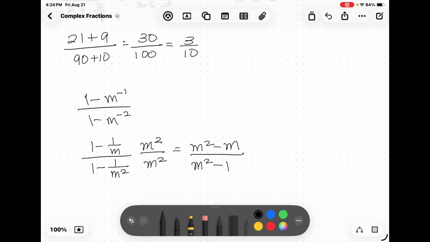Not done yet. I can simplify this by factoring. See the difference of squares in the denominator? And then I've got a common m minus 1. So that takes us to m over m plus 1.